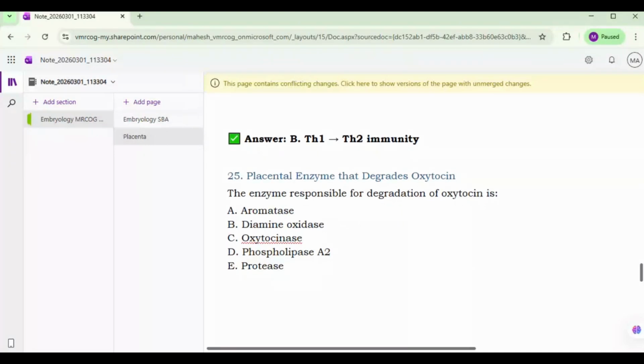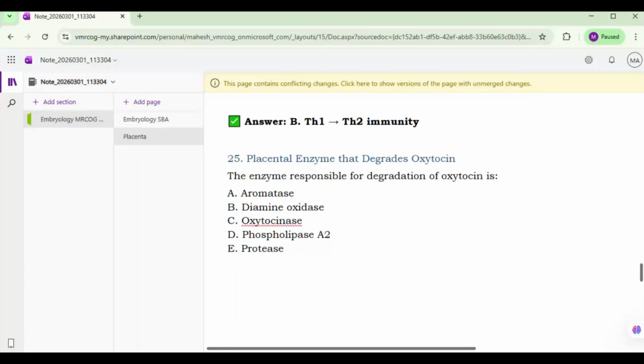These are all SBAs which are asked frequently. The placental enzyme that degrades oxytocin is oxytocinase, option C. Correct.